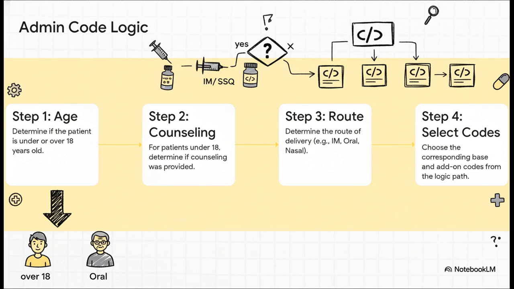And this right here, this is the perfect little decision tree for picking the right administration code. It's a logic gate in action. For instance, say we have a 25-year-old patient. We start at step 1. Okay, they're over 18. Now for that age group, counseling doesn't actually change the code, so we skip right to step 3. From there, it's just about how it was delivered, and that points you directly to the final code.